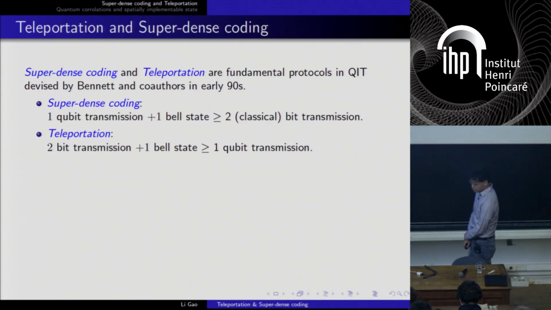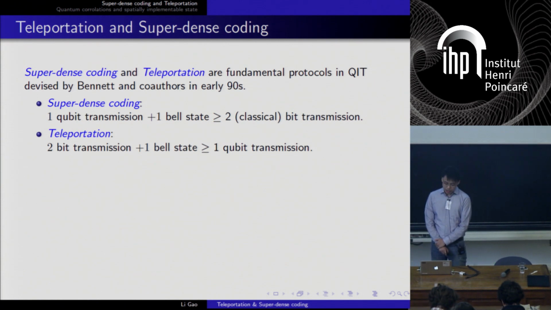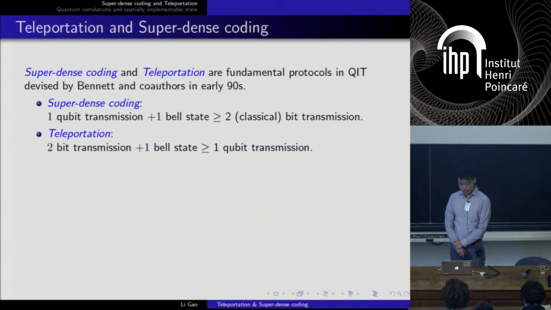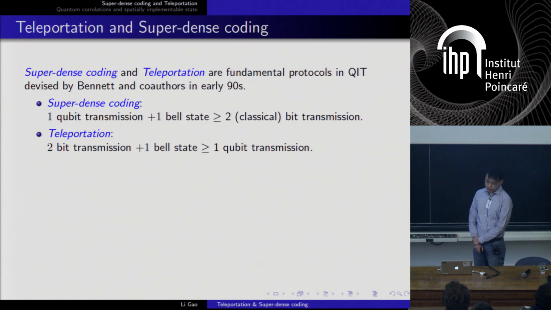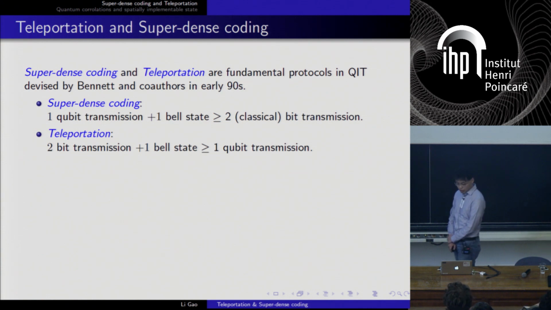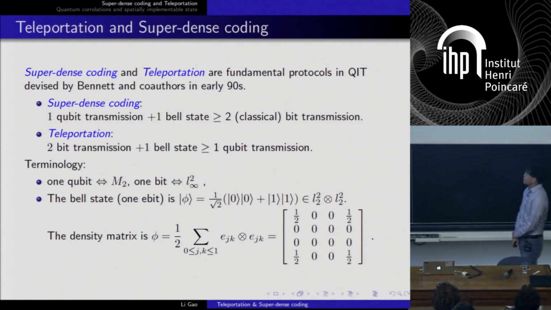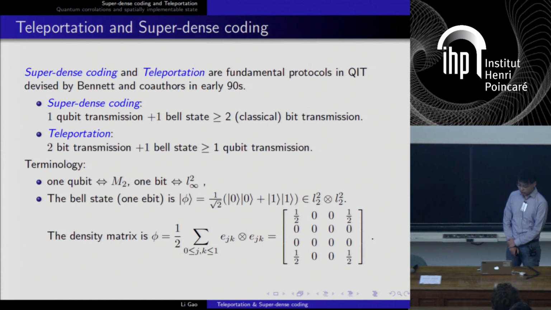Quantum teleportation and superdense coding are two fundamental protocols in quantum information theory that were introduced by Bennett and co-authors in the early 90s. Superdense coding is a procedure that uses a qubit transmission plus a Bell state to realize two classical bits of communication. Teleportation, the other way around, uses two classical bits of transmission and one Bell state to simulate one qubit of quantum communication. So here, I just want to briefly explain this terminology.